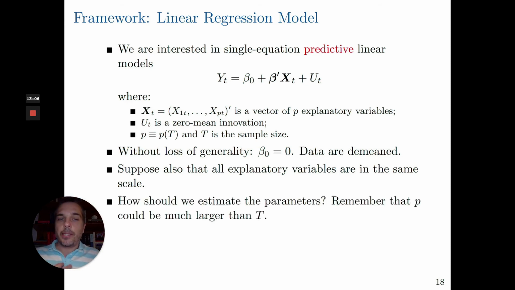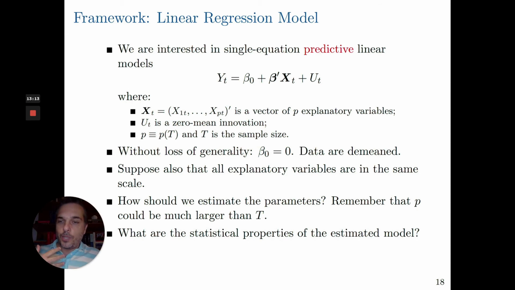So how should we estimate the parameters? Remember that P could be much larger than T, OLS does not work. And once we have a new estimator, what are the statistical properties of the estimated model? Can we trust that model? Is this estimated model meaningful or is it completely nonsense? Okay. So what are the properties of the estimator? And we are going to work a lot in matrix notation. Okay. So bold Y's and bold X's, we're collecting all the sample in vectors and matrices.